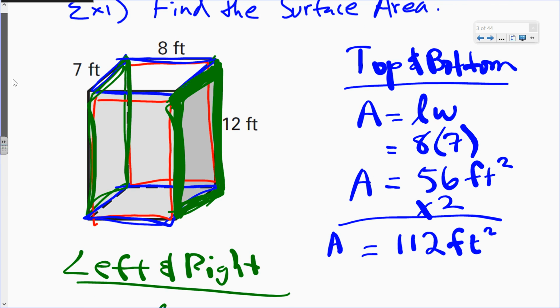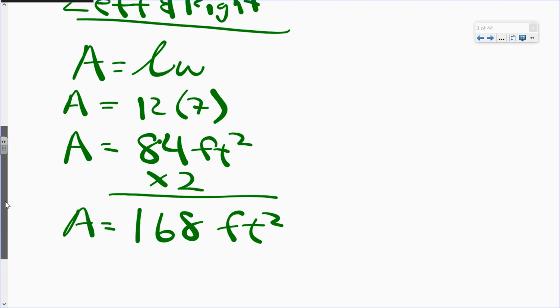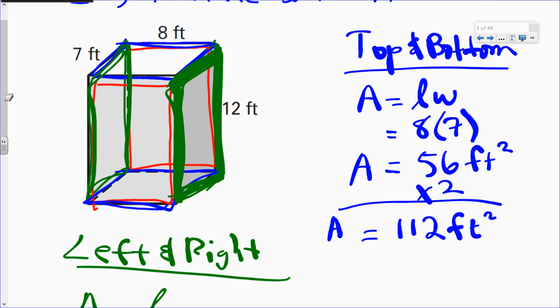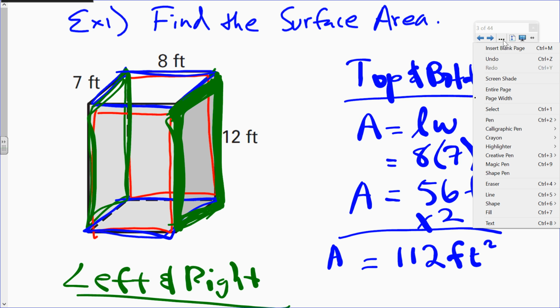So notice what we got so far. In blue, we got the top and bottom. In green, we got the left and right rectangles. And now we just need the front and back rectangles that I highlighted in red. And we'll have the surface area. With me? Watch this.